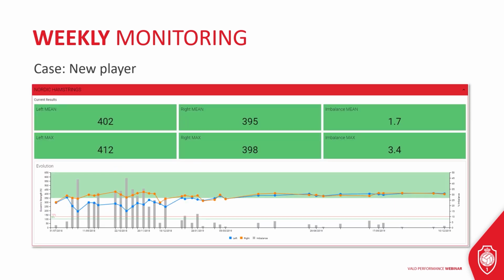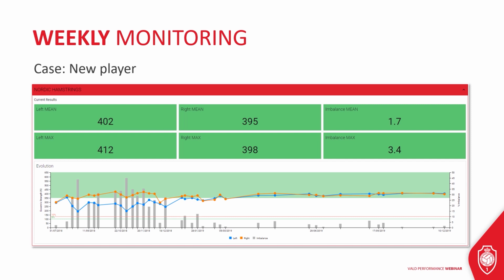But we managed this player's program very well, I think. He played almost all season, every game 90 minutes. But of course, with this problem on the left side for his hamstrings, we tested him almost every week. And in the beginning, you can see in the graph the difference between the left, the blue line and the orange line for the right side. You see there's quite a big gap in the beginning.